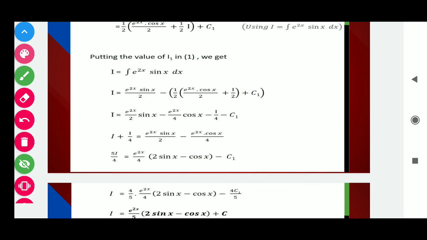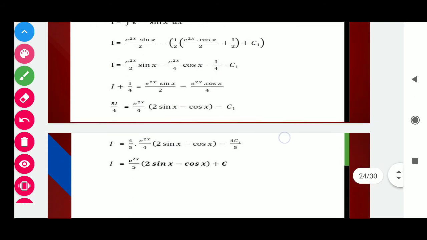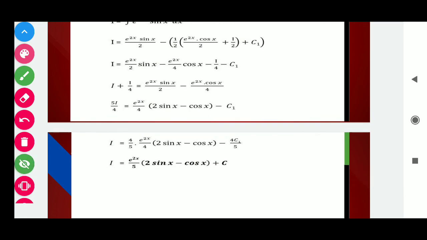Students, whenever any constant appears with c1, we name it another constant. So we can write it as capital C. So this is our required solution. I is equal to e raised to power 2x over 5 into 2 sin x minus cos x plus c. So students, hopefully all of you understand the questions.